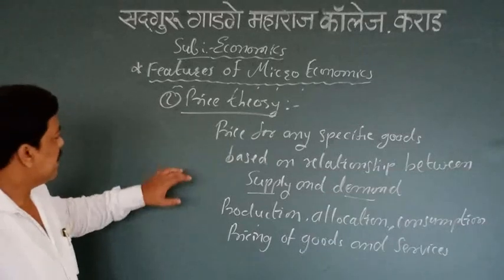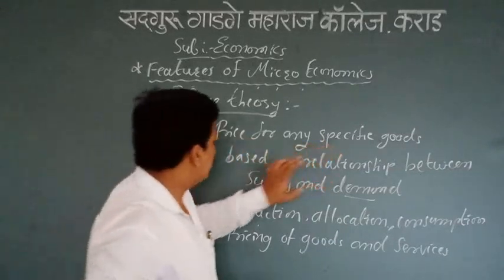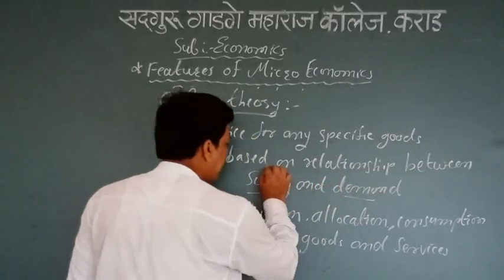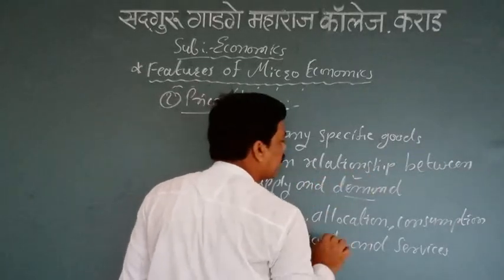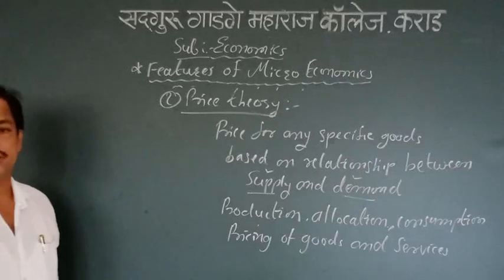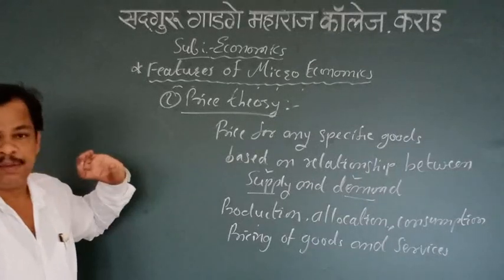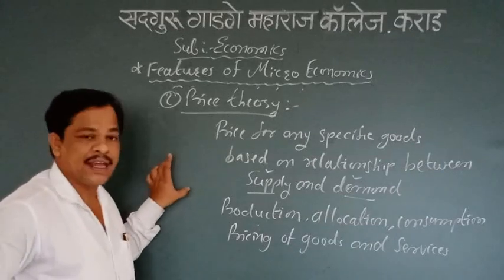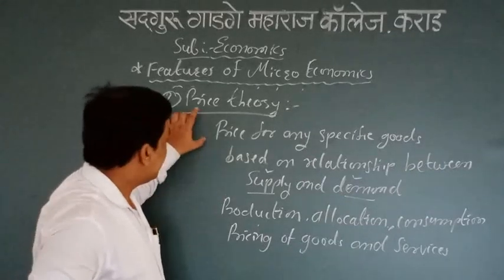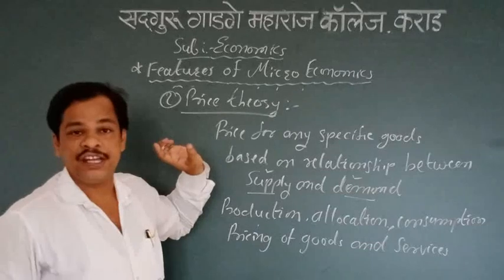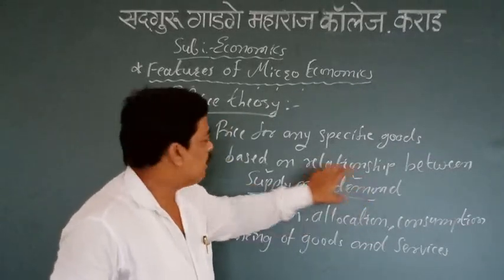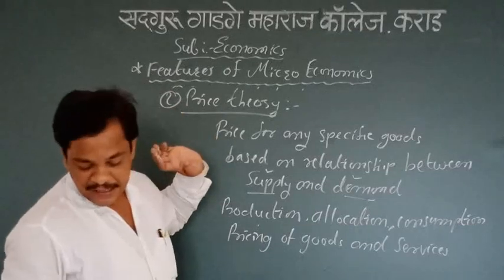This point: price for any specific goods is based on the relationship between supply and demand. These are two very important points. For example, suppose the cost of a pen is 10 rupees. The cost of a diamond is very high, 1 crore rupees. So how are we going to fix the price? With the help of this price theory, we fix the price. That's why supply and demand always play a very important role when we discuss price theory.